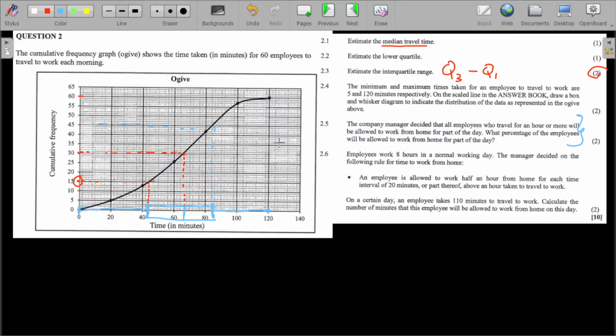We're not gonna get there. First thing that is very important that I'm highlighting, you need to get the people who work an hour or more, you divide it by the total, and then you times it by 100.